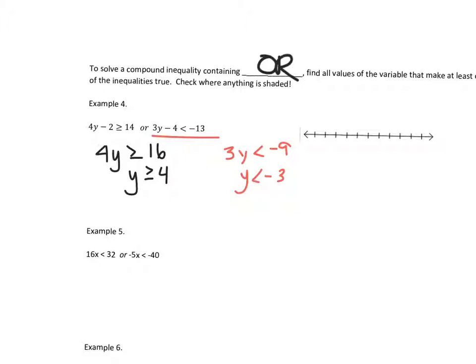So y is greater than or equal to 4, closed dot, shades this way. Or y is less than negative 3. 3, 2, 1, 0, 1, 2, 3. So y is less than negative 3. So my answer would be both of these. I just leave it like this. I'm not looking for an intersection. I'm looking for where anything is shaded. So anything that's less than negative 3 would be an answer, and anything greater than or equal to 4 would be an answer.